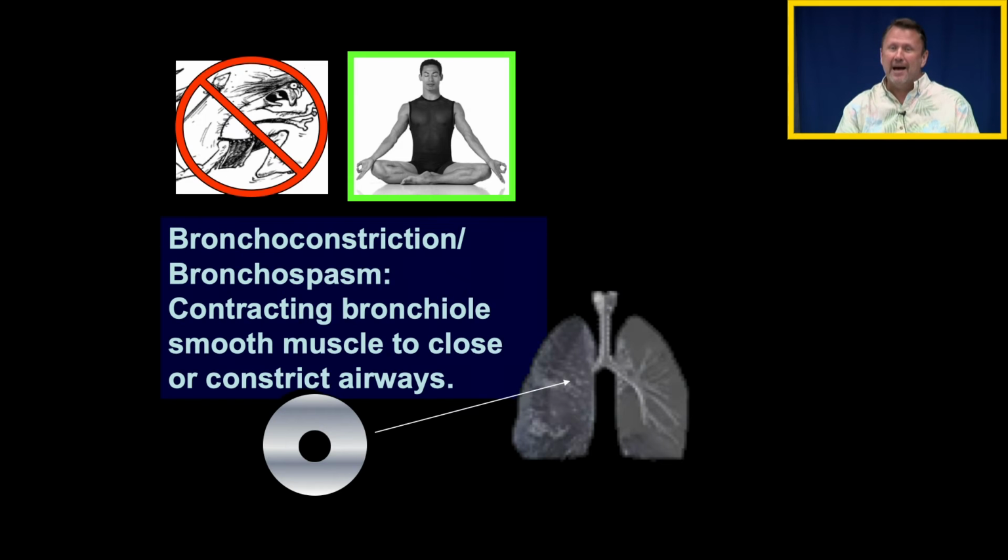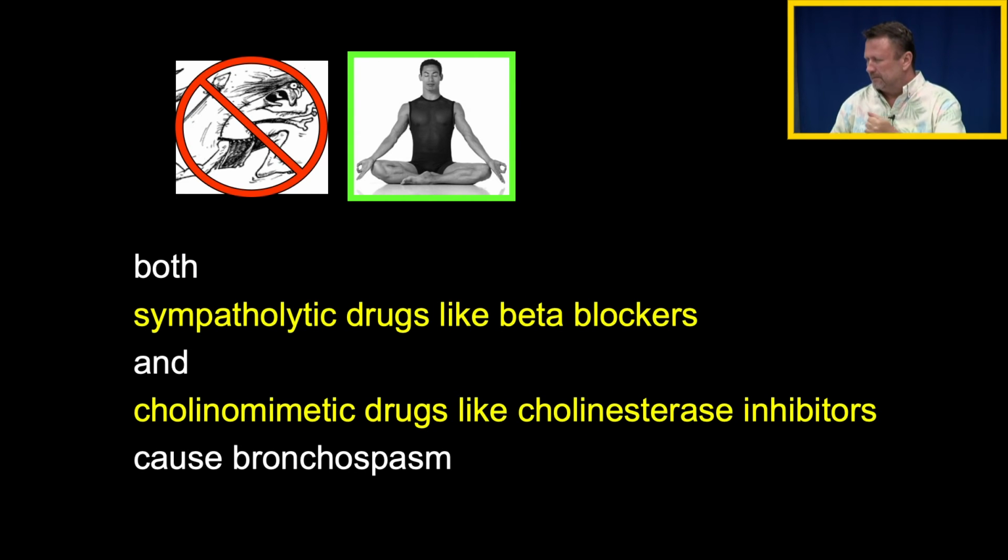And it doesn't matter if the beta blocker is made for the eyes or the cholinomimetic drug is made for whatever reason. They'll tell you, oh, well, this drug affects the heart. And it's like, no, the drugs affect all of the organs in the autonomic nervous system, and that's the point we're trying to make today. So sympatholytic drugs like beta blockers and cholinergic drugs like the cholinesterase inhibitors cause bronchospasm. I think we made that point.